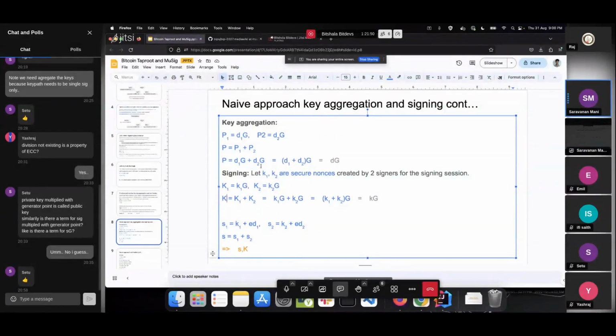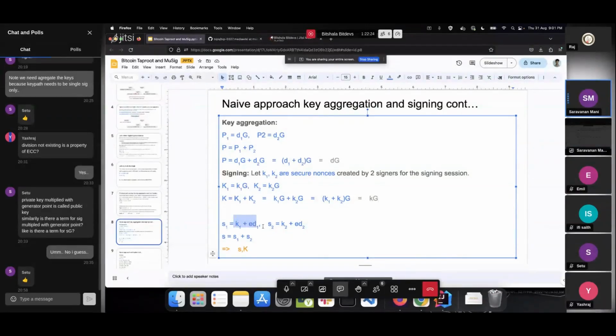We can expand similarly: small k1 G plus small k2 G, the same as what we just saw. In short, we have done the same with secret nonces and public nonces that we did with the public keys and private keys, nothing special so far. Now for the aggregation, as we discussed, since Schnorr is a linear equation, we can simply do the addition. Nothing special needs to be done.